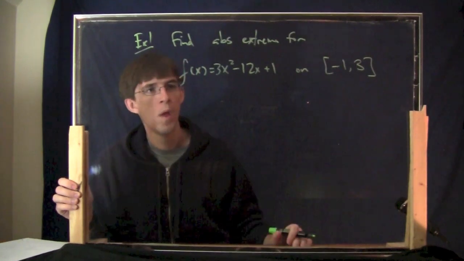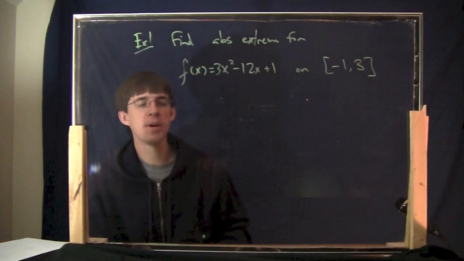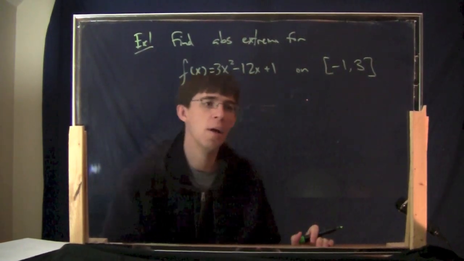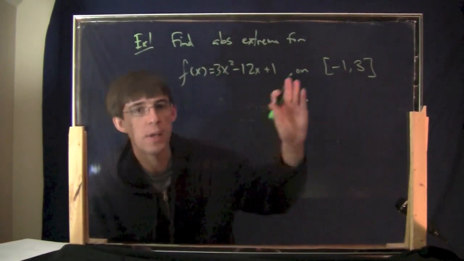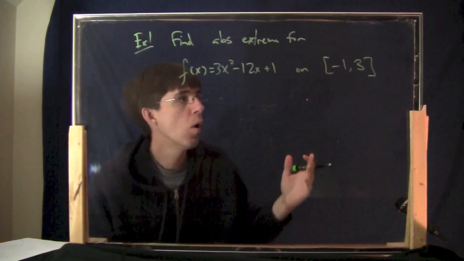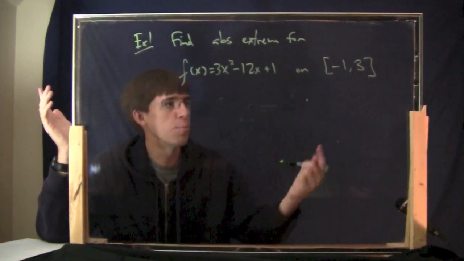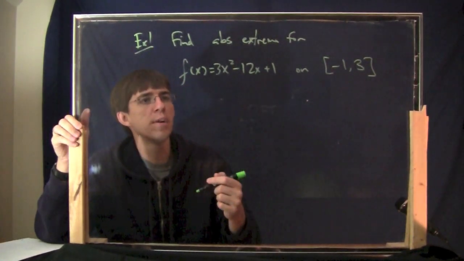Find the absolute extrema for this function, 3x squared minus 12x plus 1, on this closed interval, minus 1 to 3. These absolute extrema problems will always be given to you in this way: a function and a closed interval, and you find the absolute extrema. We're going to do what I just said. Find all the critical numbers and the endpoints, which are minus 1 and 3, and then just compare all the y values.